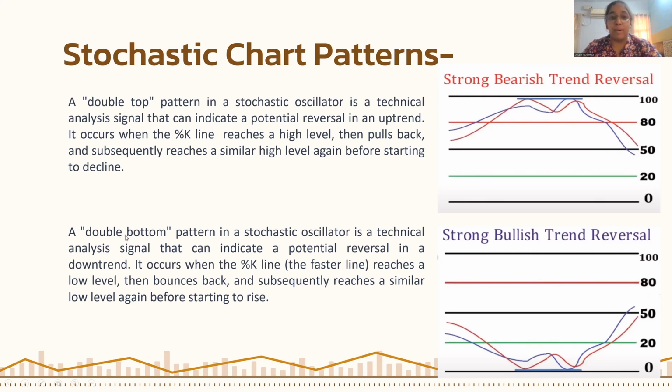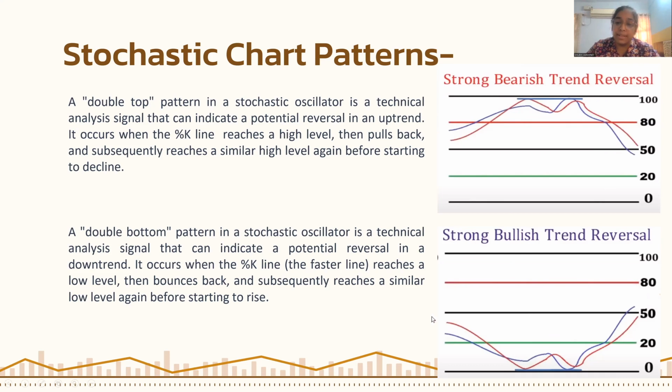The second type of common pattern is a double bottom. A double bottom pattern in a stochastic oscillator is a technical analysis signal that can indicate a potential reversal in a downtrend. Here we had an uptrend and then it had a reversal to a downtrend. In a double bottom, we have a downtrend which has a reversal to an uptrend.